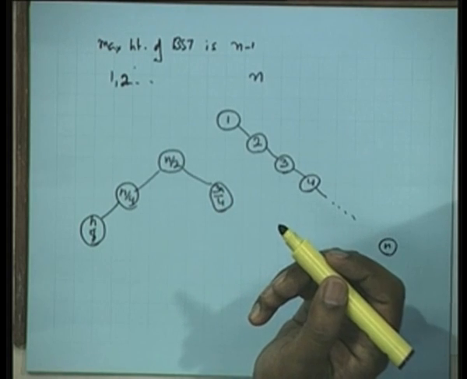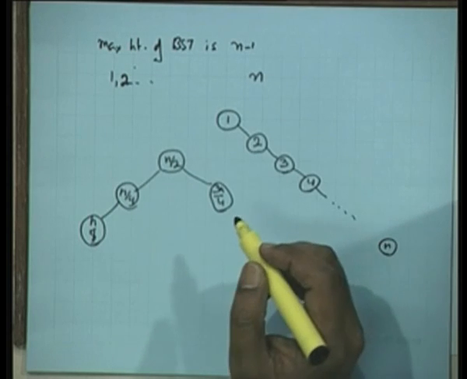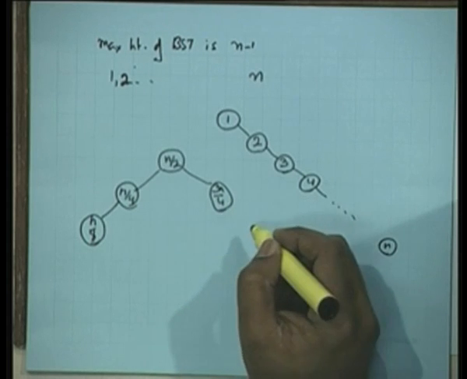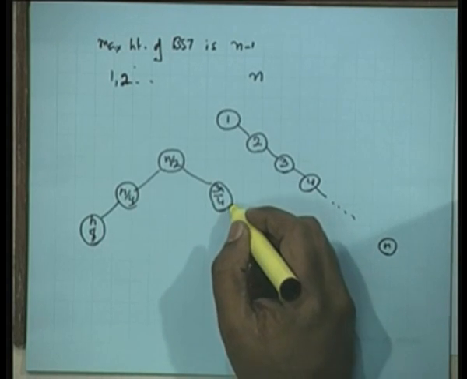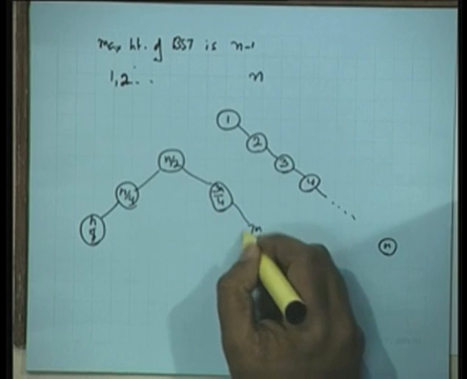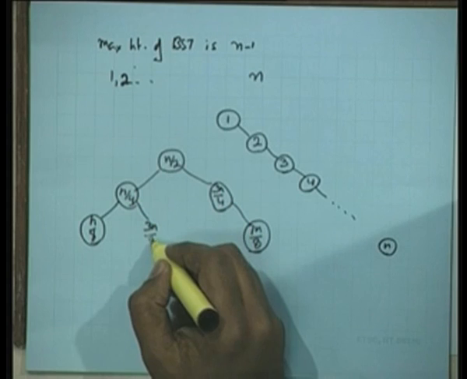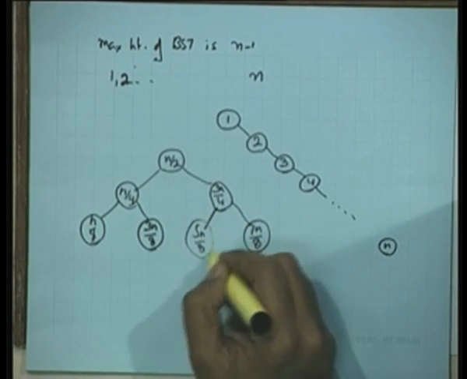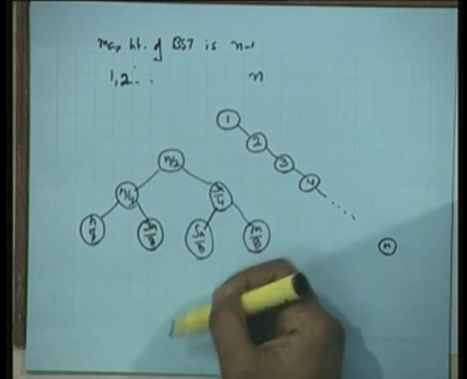Suppose I insert 7n by 8. Can I insert 7n by 8 at this point? No harm, right? I can also insert it here. 7n by 8 will always come here, right? Now I can insert my 3n by 8, and now I have to insert 5n by 8, which will come here. Essentially, I have to go level by level, I have to insert these nodes first, and only then insert the later nodes.